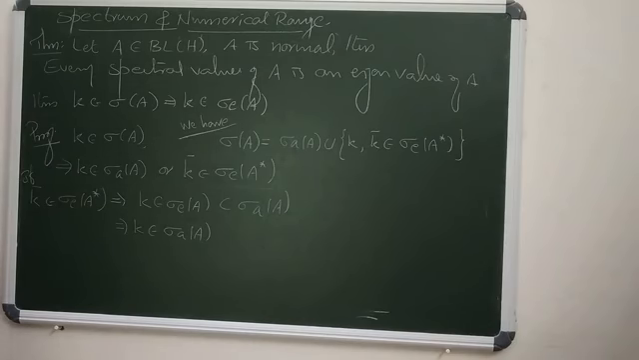So these are the theorems. If A is in BLH and A is normal, then if k is in sigma E of A, then k bar following sigma E of A star. And if x1 and x2 are eigenvectors of distinct eigenvalues, then they are orthogonal. These two results are very important. Agreed.